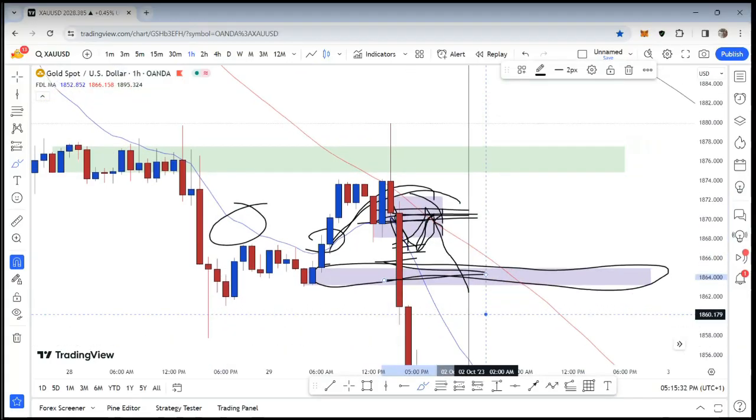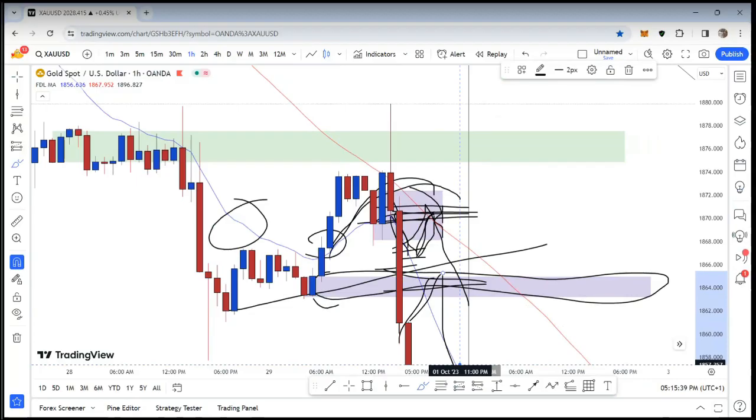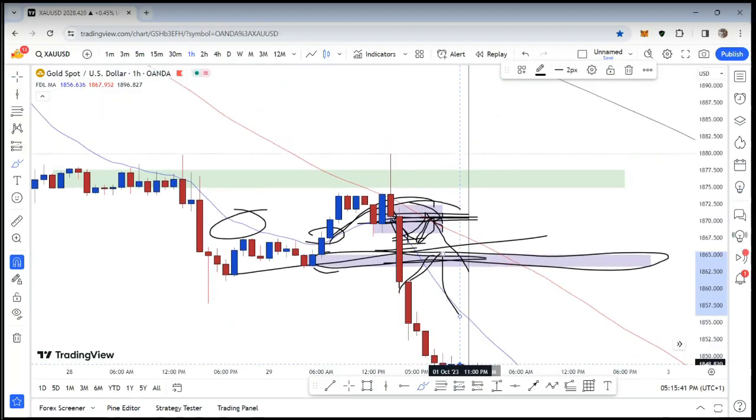But price, in its way of doing things, eventually broke this level. And if price actually pulled back to probably this trend line here, pull back, I would have continued selling. That is the law of CMP.